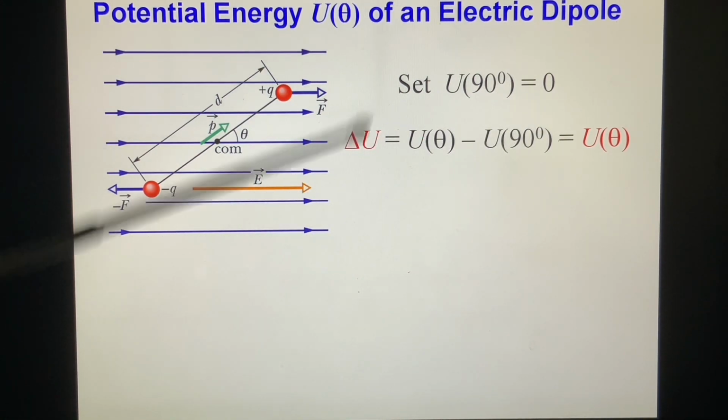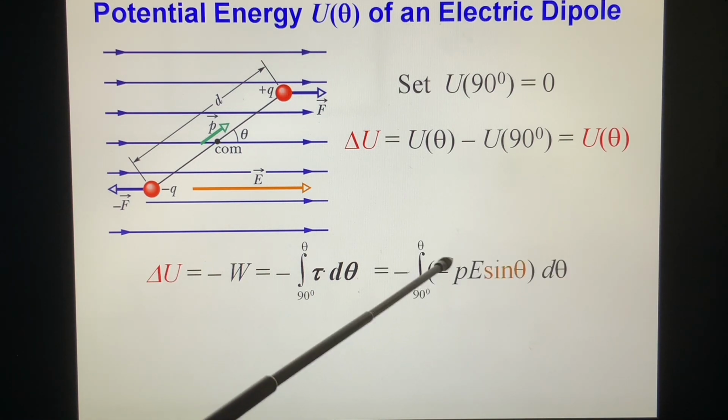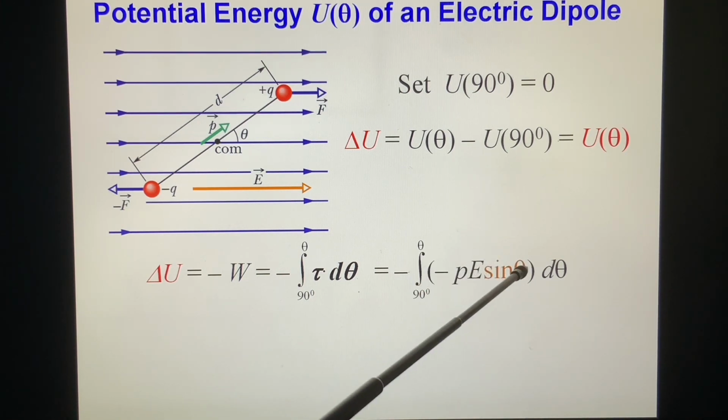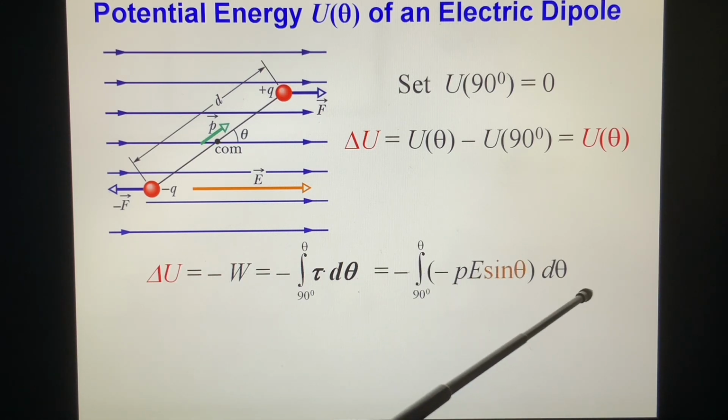By definition, it should be minus W, the work done by the electric field. And W equals the integral of tau d theta, integrated from 90 degrees to theta. What is tau? Tau equals P cross E. This is minus PE sine theta, because the direction is the negative direction of theta. This is the definition, and from here we do the integration.